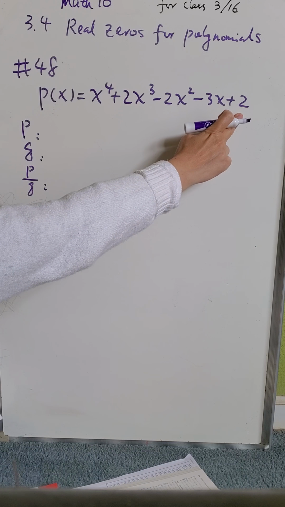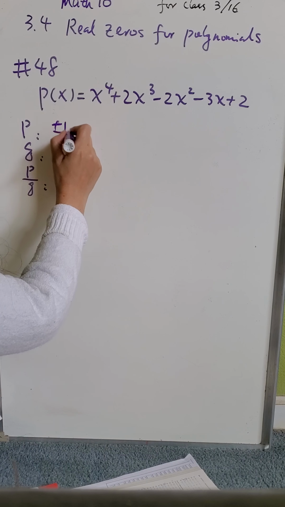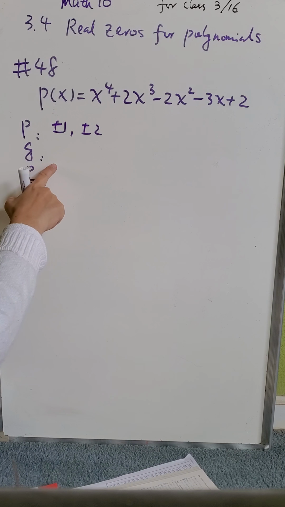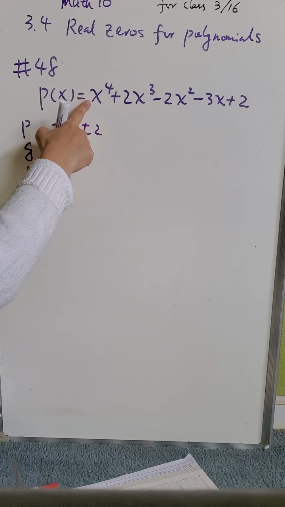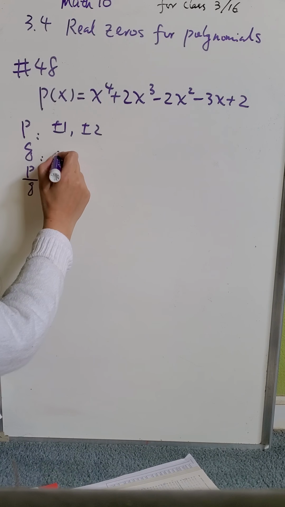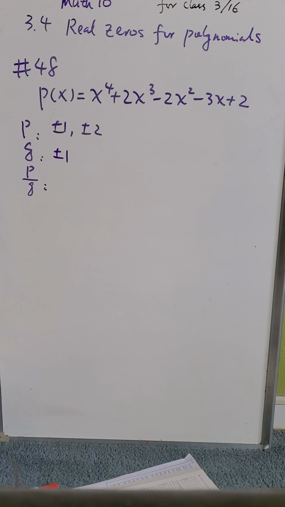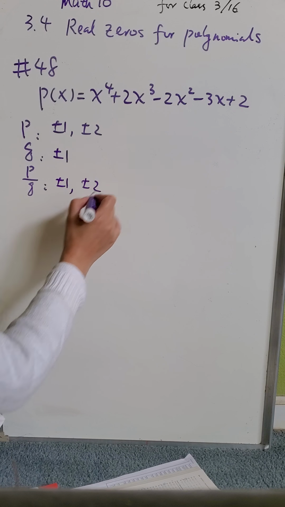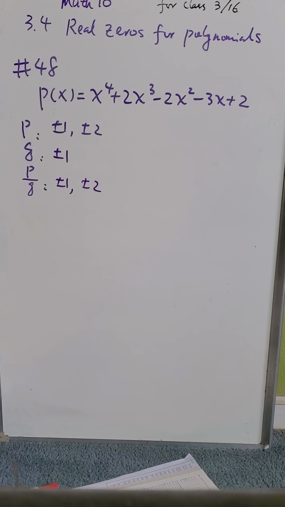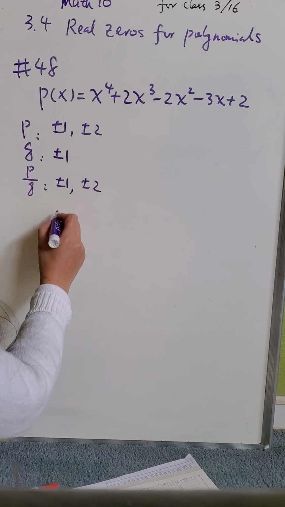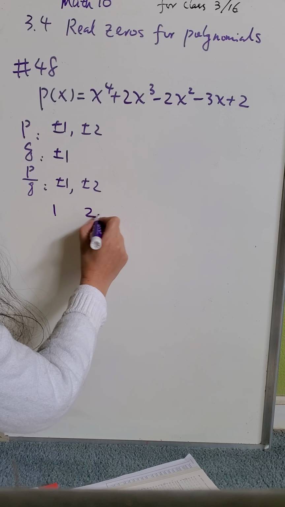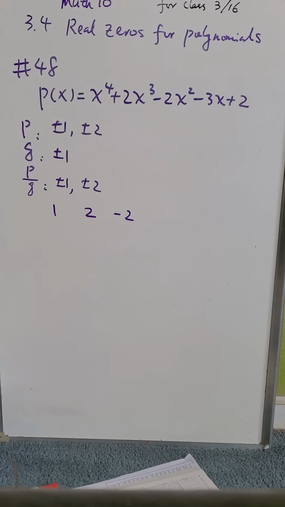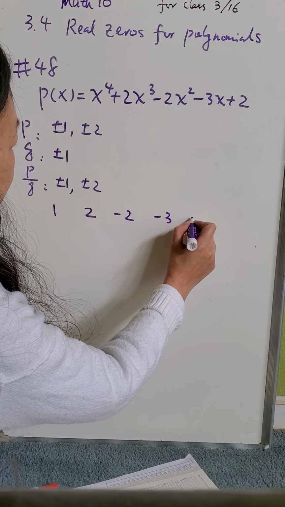P's all the number can divide by 2, which is plus minus 1, plus minus 2. Q all the number can divide by the leading coefficient, which is 1 here. So the plus minus 1 only. Divide these together, so it becomes plus minus 1, plus minus 2. Okay? Now we're going to see which one is going to work. Let's see. So 1, 2, negative 2, negative 3, and then positive 2.